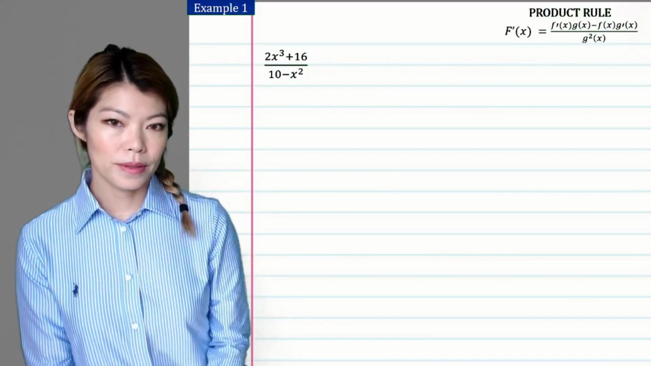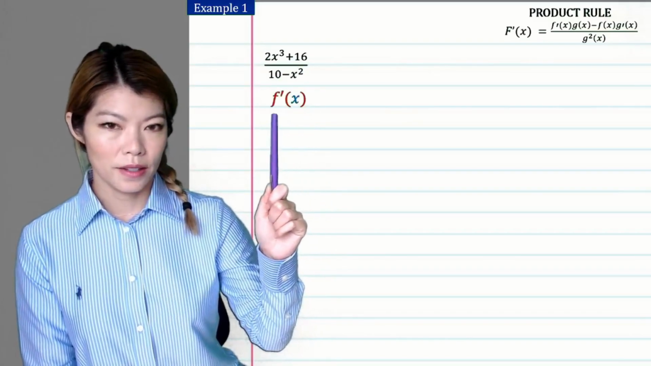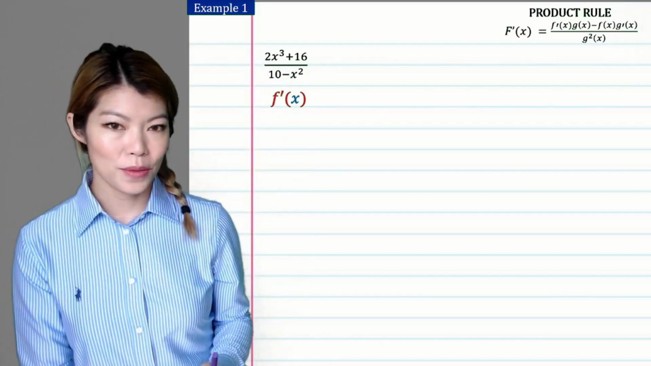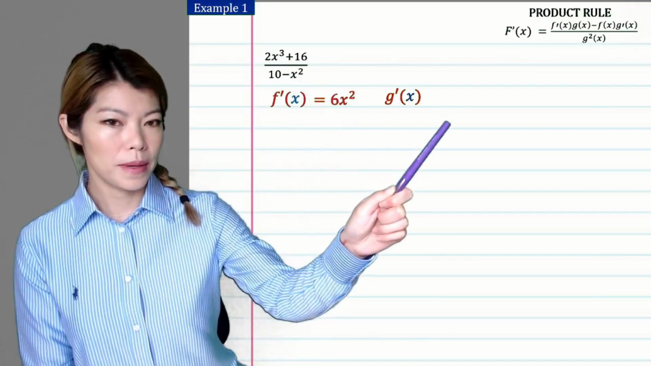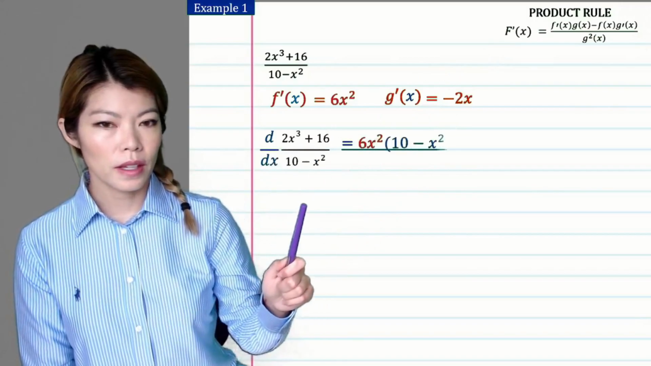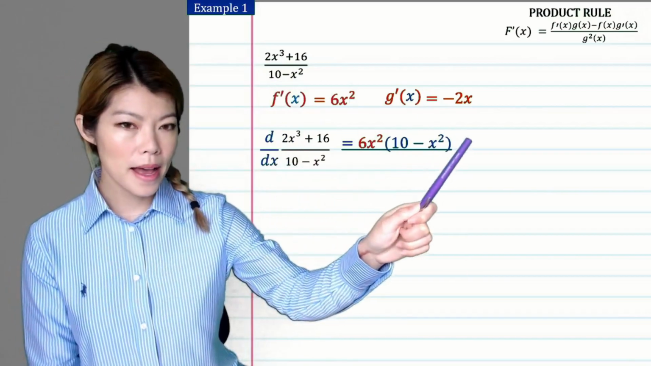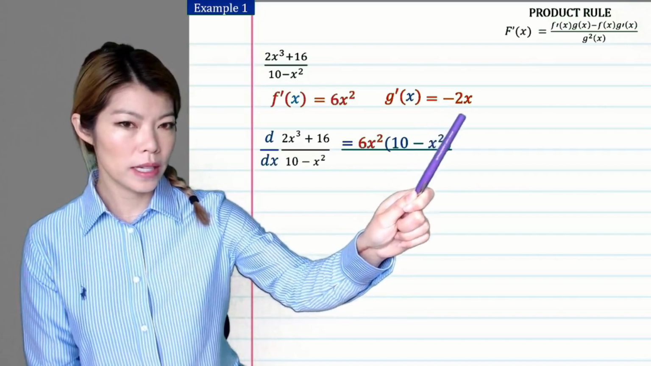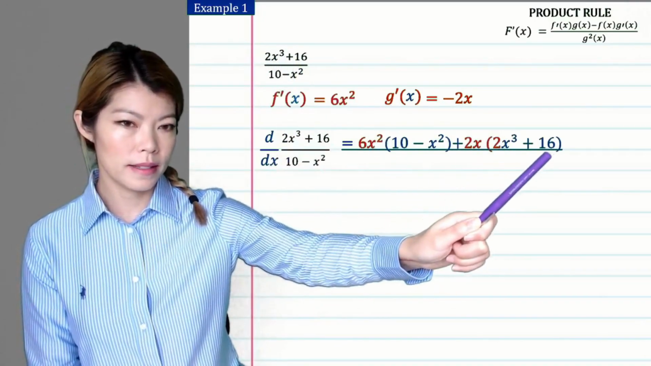Let's do an example. So here we have 2x cubed plus 16 over 10 minus x squared. So the derivative of the top part, 2x cubed, becomes 6x squared, and the derivative of the bottom part, we have minus x squared, becomes minus 2x. Now using the quotient rule, we have that times the bottom part, the minus that times the top part, but minus times minus 2x becomes plus 2x, and then the numerator 2x cubed plus 16.